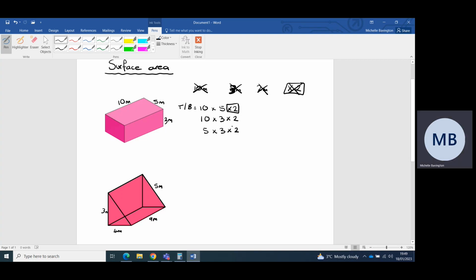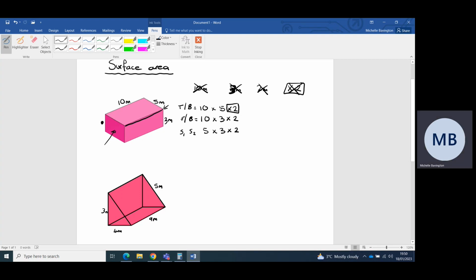Right, so the 10 by 3, if that is 3, then that is 3 there. The 10 by 3 is the back and the front. See, 10 there. Okay, so that is the front and the back. And the 5 by 3 is that side there and this side here, twice. So that's side 1 and side 2.